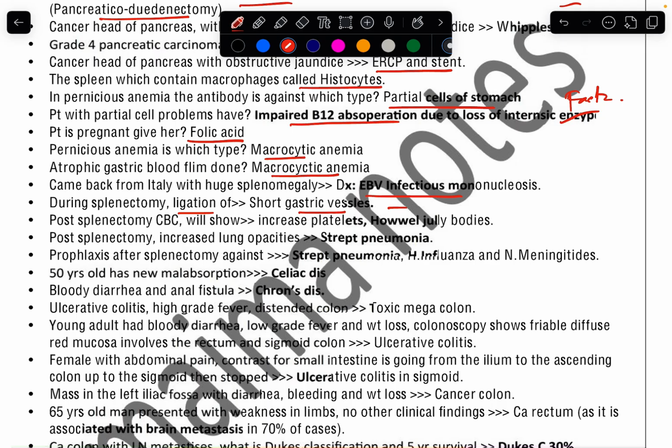Post splenectomy, CBC will show increased platelets and Howell-Jolly bodies. Post splenectomy, increased lung opacity, there is Streptococcus pneumonia. Prophylactic splenectomy against streptococcal pneumonia, H. influenzae, Neisseria meningitis. 50 years old, new malabsorption is celiac disease.